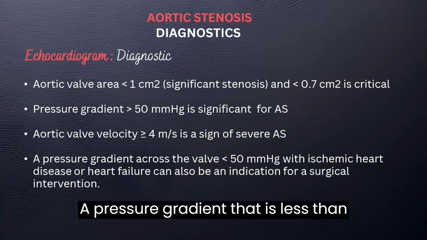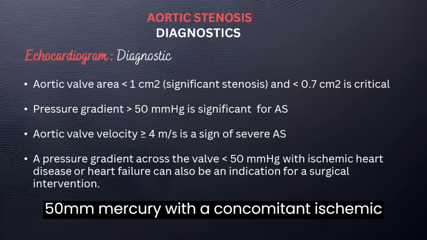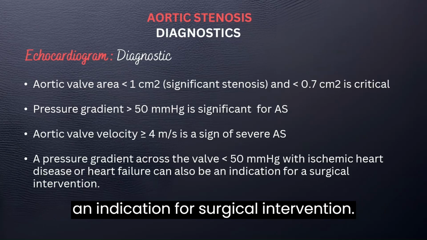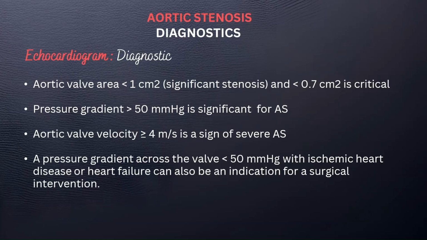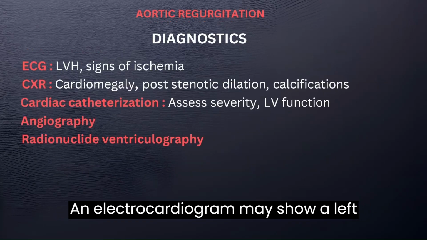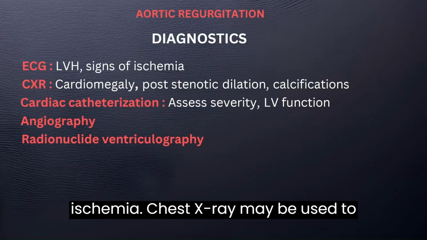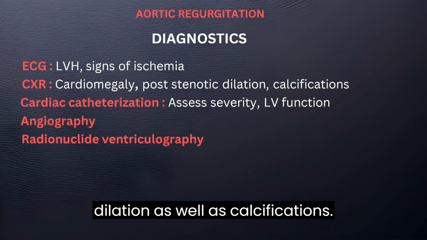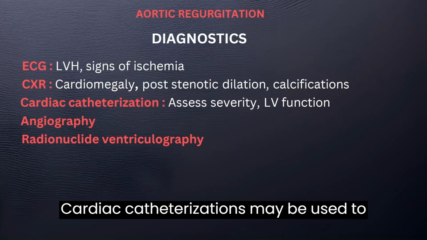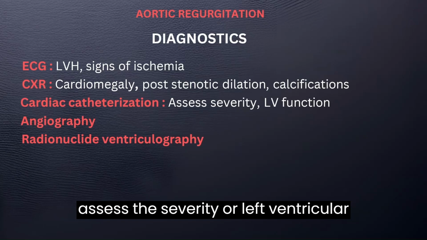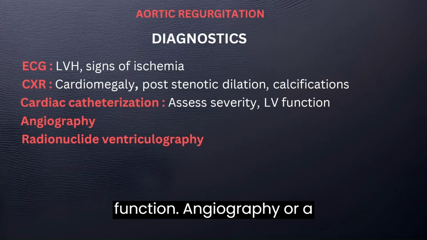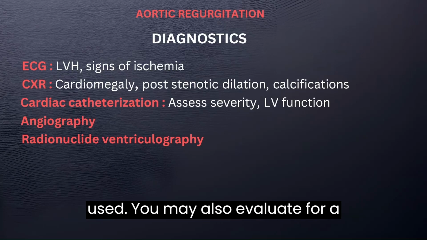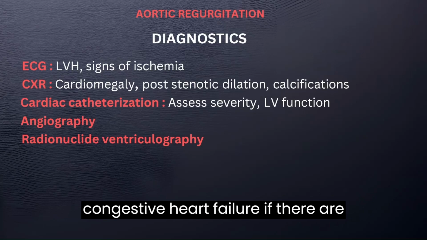A pressure gradient that is less than 50 millimeter mercury with a concomitant ischemic heart disease or heart failure is also a sign of severe aortic stenosis and may be an indication for a surgical intervention. An electrocardiogram may show a left ventricular hypertrophy or signs of ischemia. Chest x-ray may be used to assess cardiomegaly, post-stenotic dilation, as well as calcifications. Cardiac catheterization may be used to assess the severity or the left ventricular function. Angiography or a radionuclide ventriculography may also be used. You may also evaluate for congestive heart failure if there are signs.